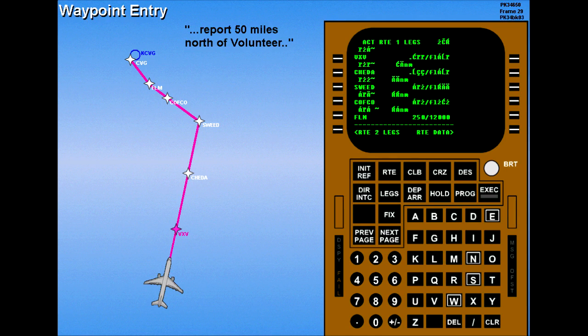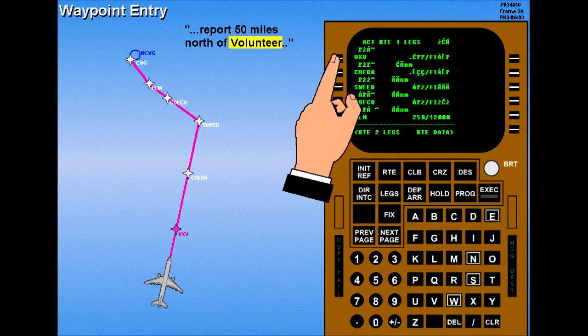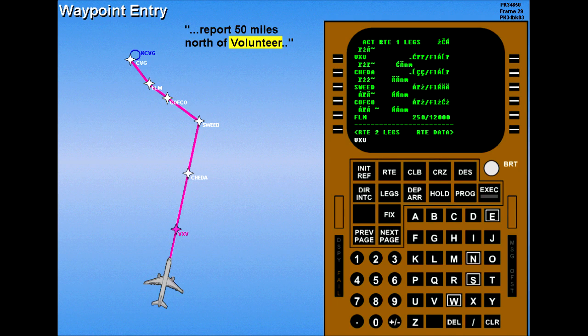To modify an on-track waypoint, first select the appropriate reference waypoint to the scratch pad. Then enter a slash mark followed by the specified distance, 50 in this case. If the specified distance is before the reference waypoint, a minus sign is used. Next, line select the scratch pad entry on top of the reference waypoint.